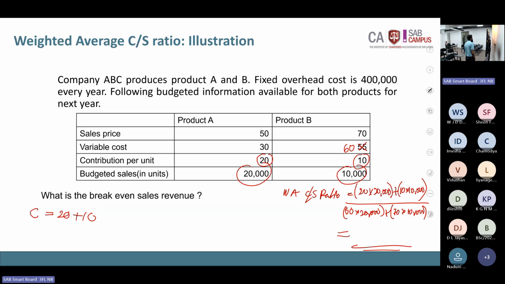Then break-even sales revenue, fixed cost divided by weighted average CS ratio. Fixed cost 400,000 divided by the weighted average CS ratio.